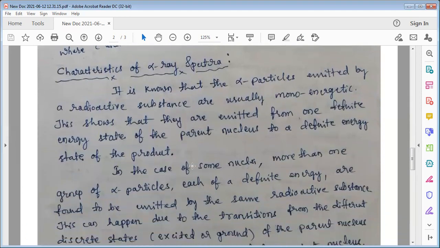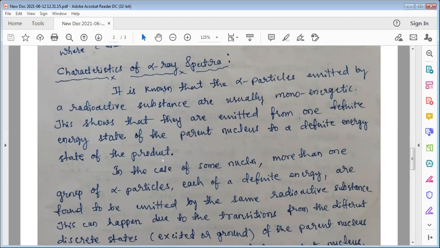Next, we will see what are the characteristics of alpha ray spectra. It is known that the alpha particles emitted by a radioactive substance are usually monoenergetic. That means they will be having the same energy. This shows that they are emitted from one definite energy state of the parent nucleus to a definite energy state of the product, as the energy is a single energy.